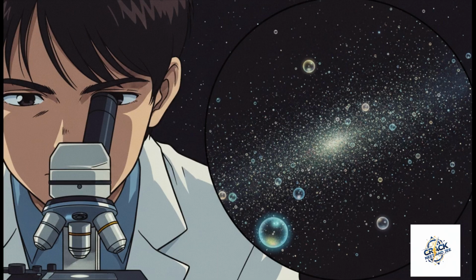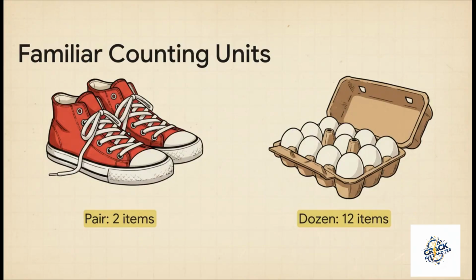We need a way to talk about these massive quantities without our heads exploding. You know, we already do this in everyday life. We don't say, "I'd like to buy 12 donuts." We say, "I'll take a dozen donuts." We group things into convenient little packages, like a pair for 2 things or a dozen for 12. Well, chemists needed their own special version of a dozen. Just a dozen that was built for absolutely astronomical numbers.